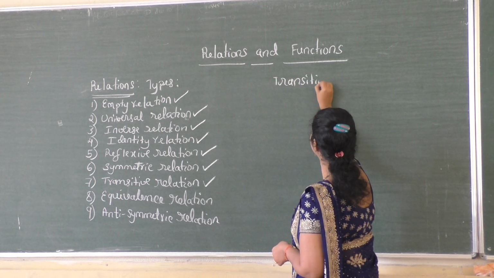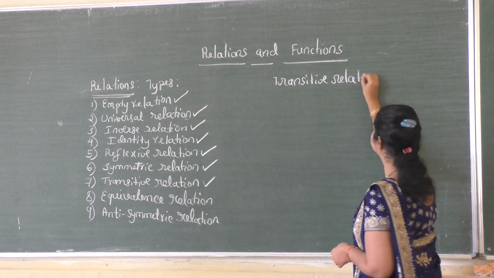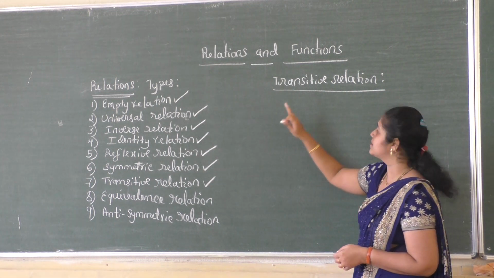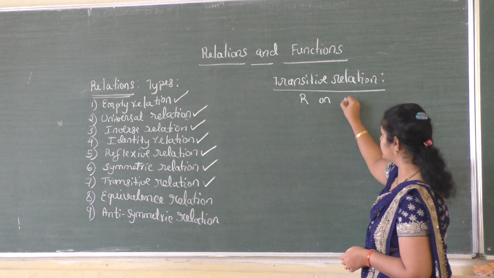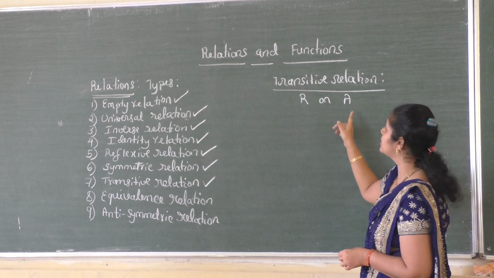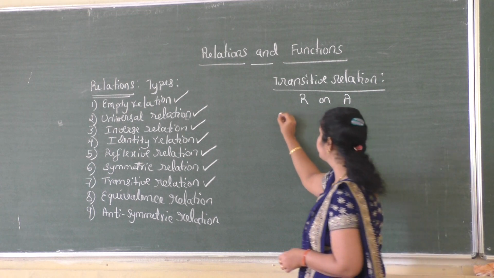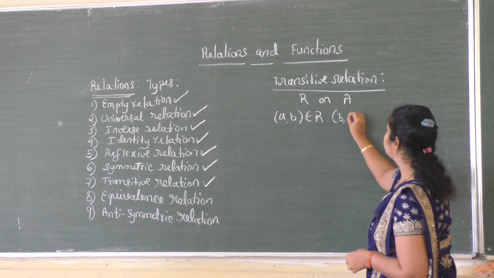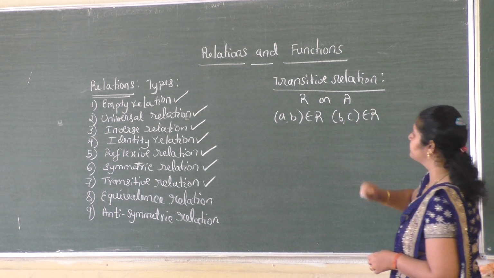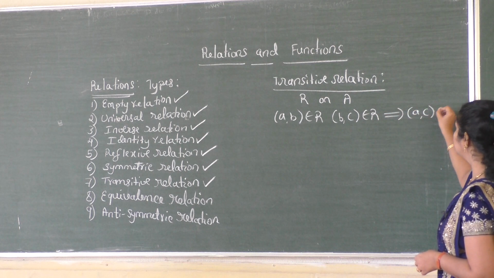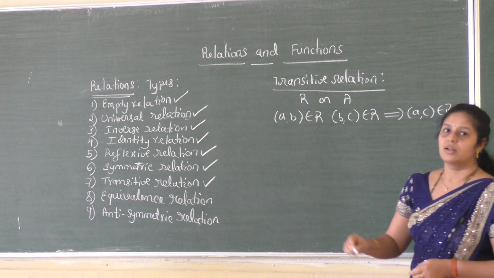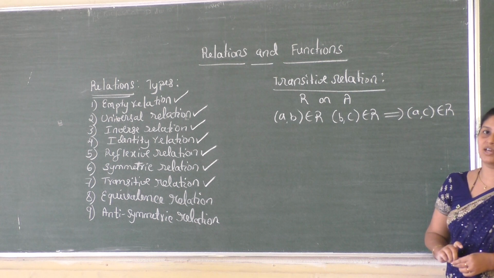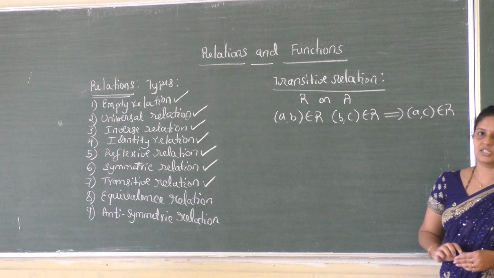Transitive relation. The definition is, a relation R on set A is said to be a transitive relation if (a, b) belongs to R and (b, c) belongs to R implies (a, c) belongs to R. So if (a, b) and (b, c) are in relation R, then (a, c) belongs to R, then we call the relation a transitive relation.